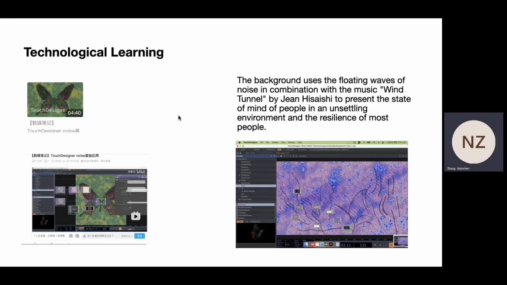Then the next step was my study of emerging techniques. In the background, I used the floating waves of noise combined with the music Wind Tunnel by Jean.